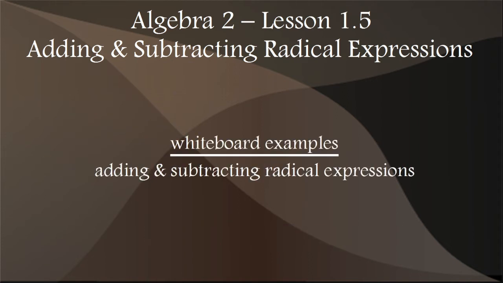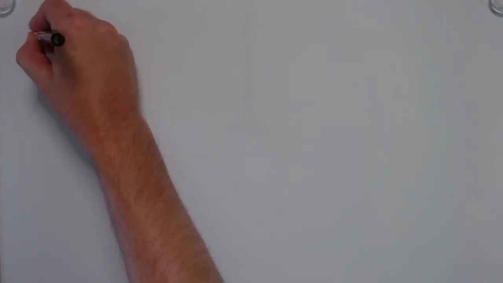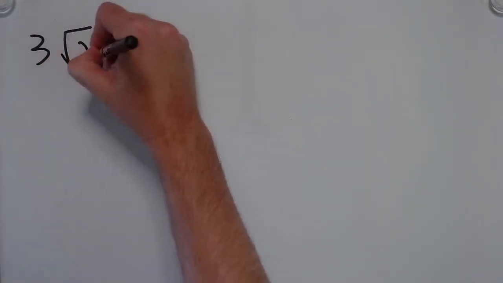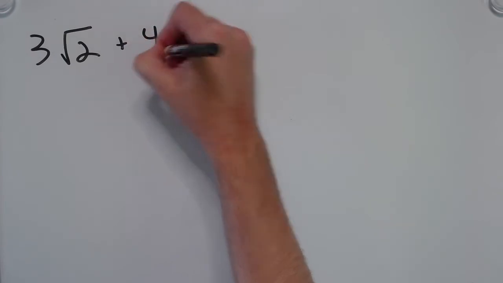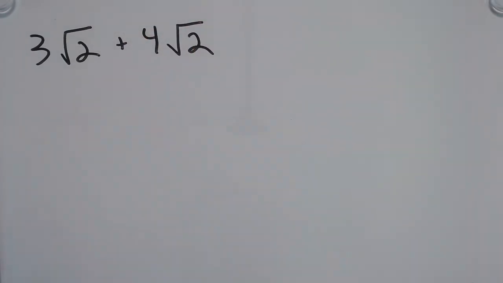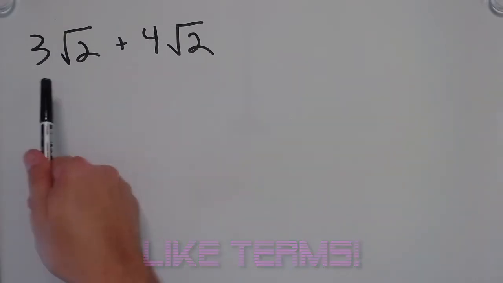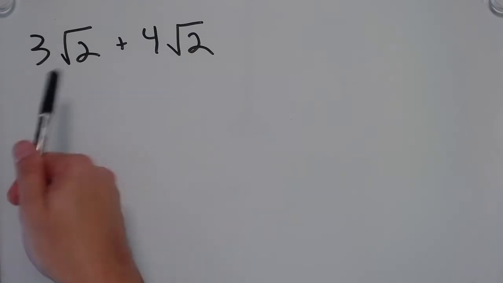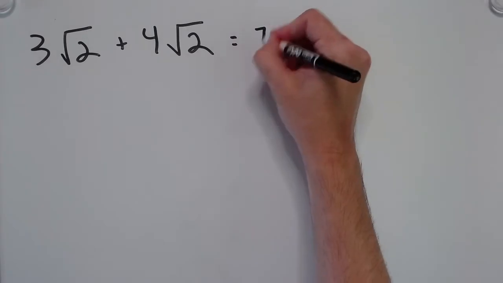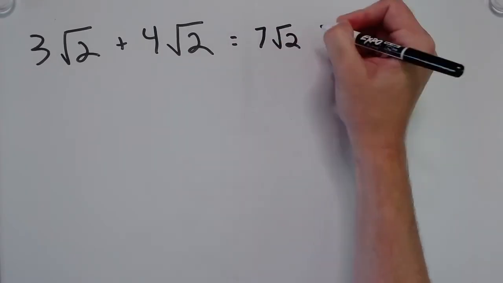Let's jump over to the whiteboard and do some examples. Okay, we're going to start up here with 3 root 2 plus 4 root 2. So as you can see, we already have like terms. So all we need to do is add, combine the like terms. So this ends up being 7 root 2.